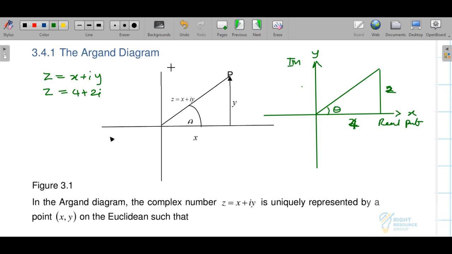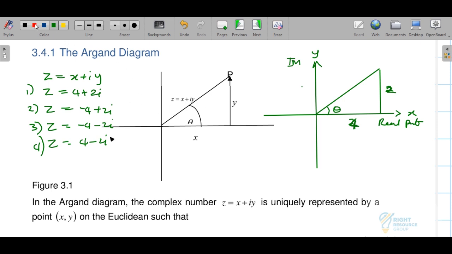But it does not just stop at this, because sometimes you have Z equal to minus 4 plus 2i, or Z equal to minus 4 minus 2i, or Z equal to 4 minus 2i. So these are other options. How are you going to represent these on the Argand diagram? Let me call these number 1, number 2, number 3, number 4. This Argand diagram has 4 planes, 4 quadrants.